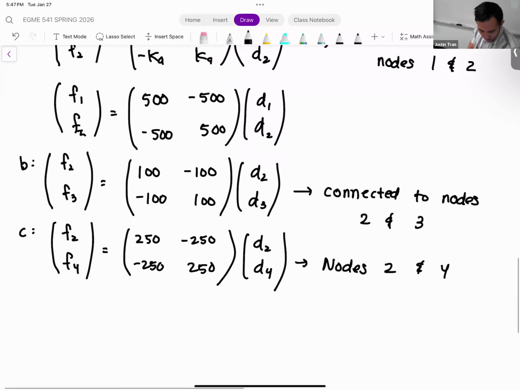Okay. So those are our 3 element stiffness matrices for this problem. So far, still pretty reasonable, but that does it for that step. Any questions on this so far?